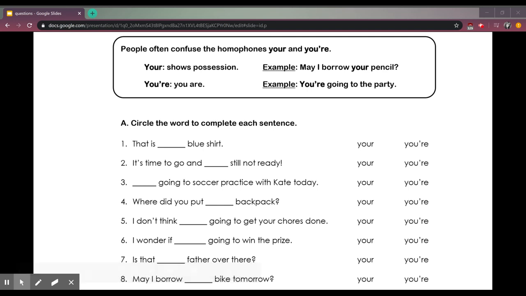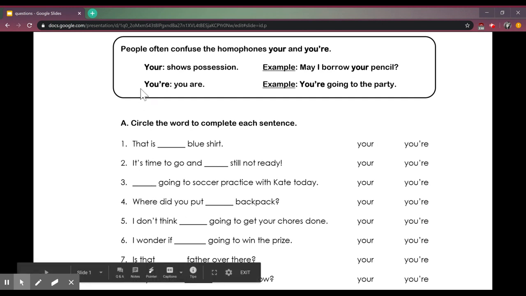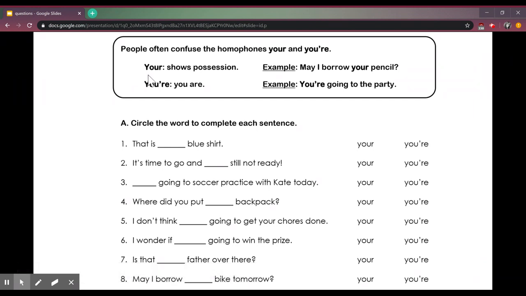This is going to be an explanation of our next homophone pair, your and you're. Remember, homophones are words that sound exactly the same, but they're spelled differently. So when we're talking about your, we have two different versions. We have Y-O-U-R and Y-O-U-apostrophe-R-E. And they both mean two very different things.